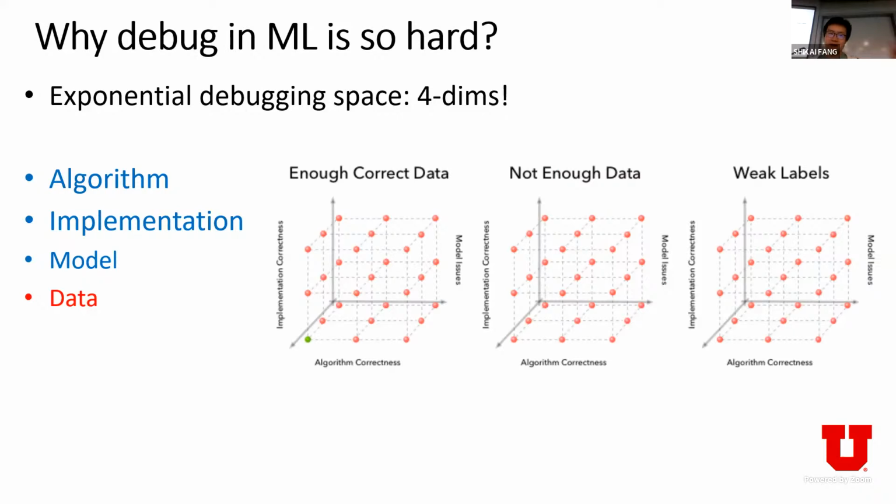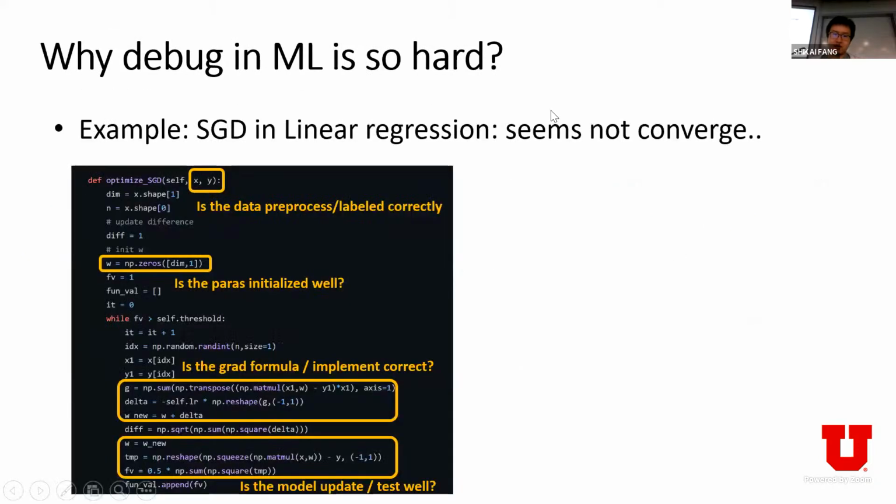So here the idea is, after checking the dimensions of your algorithm, your implementation, and model selection, if you still cannot get good results, check your data: whether your data is loading correctly, whether your data is assigned the correct labels. So, let's go back to the example of SGD in linear regression when you see it does not converge, and how to check such dimensions about your data and your implementation in this case.